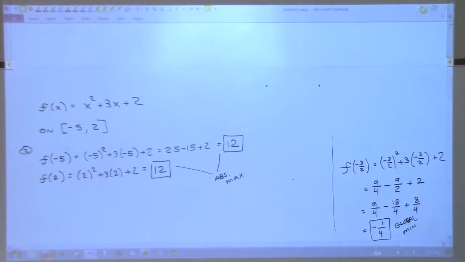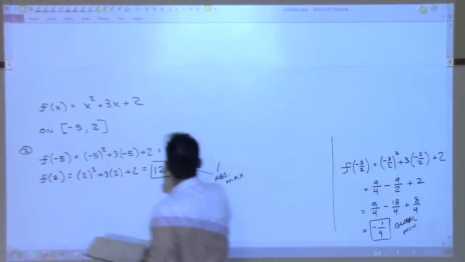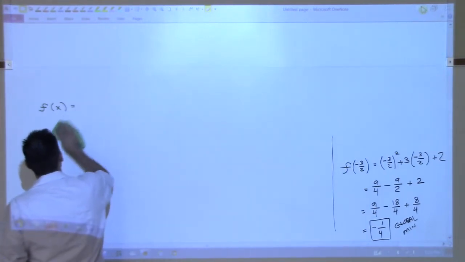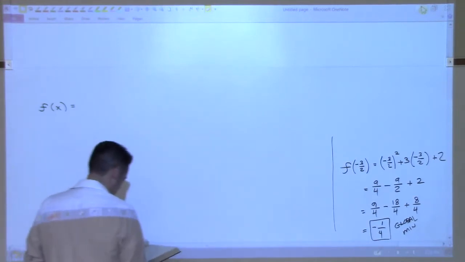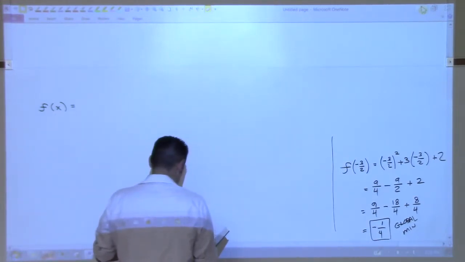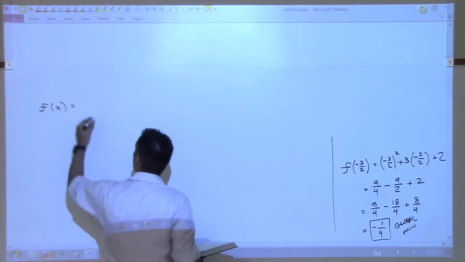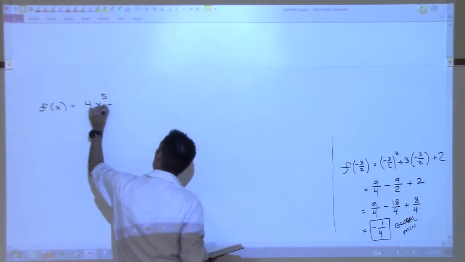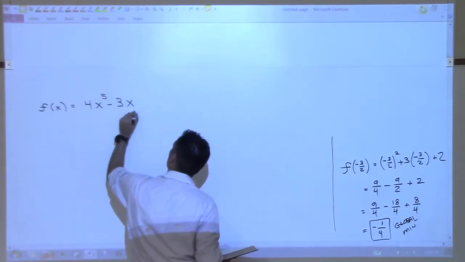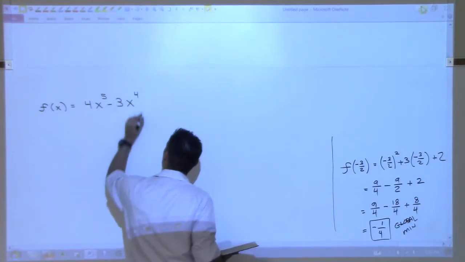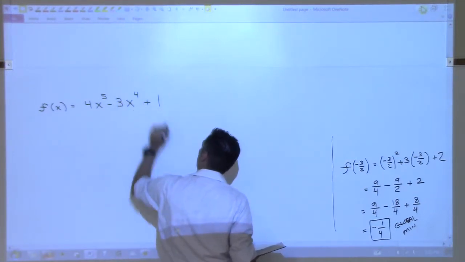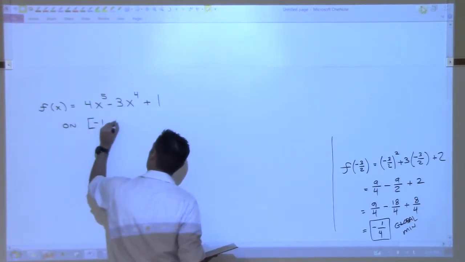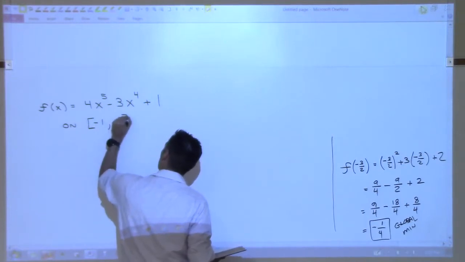Okay, let's do this one. We'll stick with a polynomial, but we'll make it a harder polynomial. So let's go with this one. Okay, I changed my mind. I'm making it up: 4x to the 5th minus 3x to the 4th plus 1 on the interval negative 1 to 4.